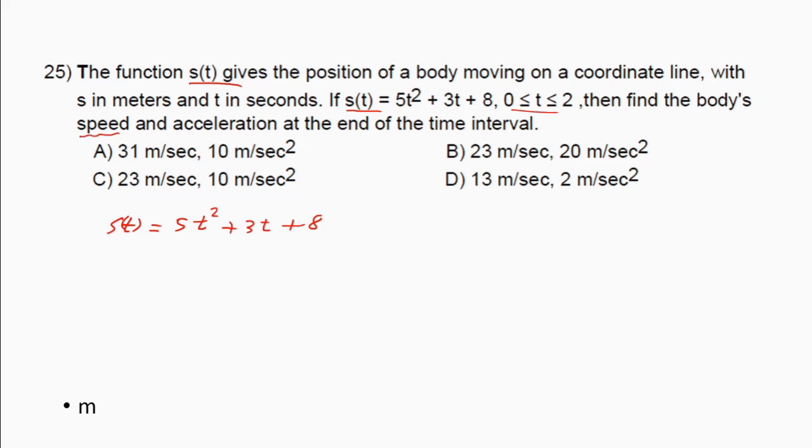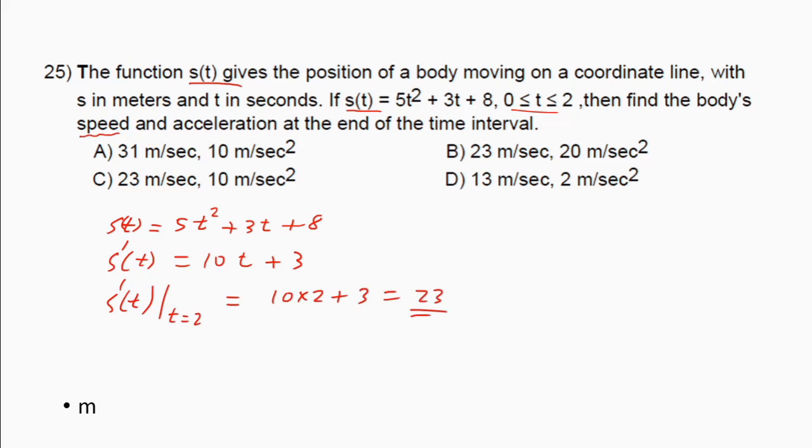We're given the position, which is like the distance, and we want the speed. We know that the speed is the derivative of the distance, so we'll take the derivative. S prime of t will be equal to 10t plus 3, and we want the speed at time t equal to 2, so we evaluate s prime of t at t equal to 2. That's going to give us 10 times 2 plus 3, which is equal to 23.